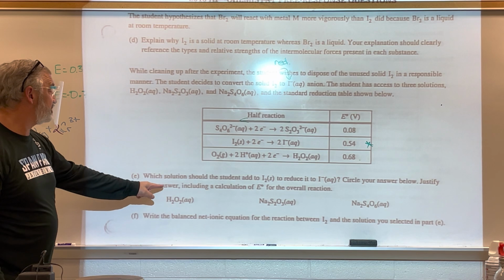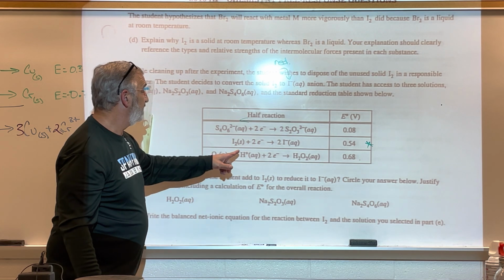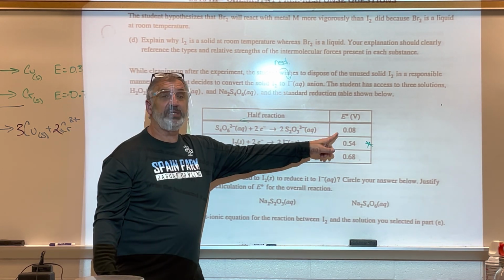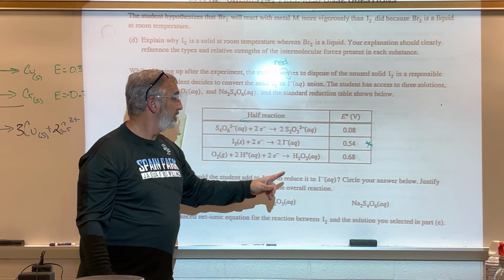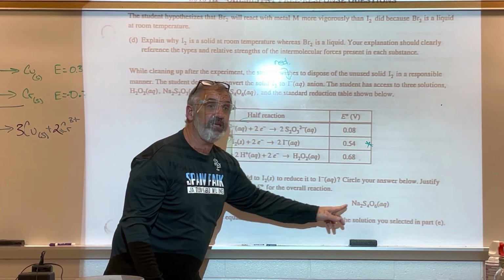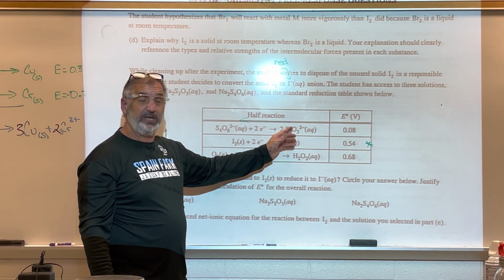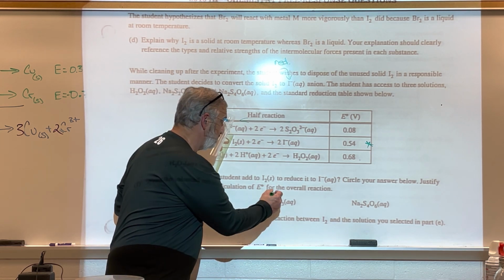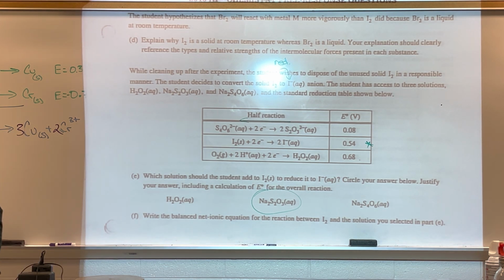So when it says, which solution should the student add to I2 to reduce to I-, first off, we know we want to pick this reaction because it's the one that's less positive. As far as which one then of these two, S4O6 or S2O3, remember we're going to start in oxidation, we're going to start here and go this way. So we want to use the S2O3 to mix with the I2. That's your sodium thiosulfate.